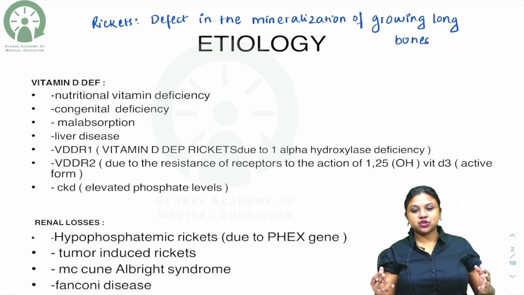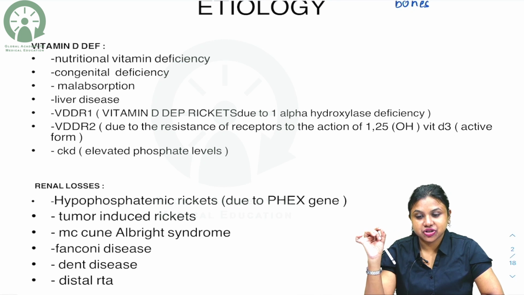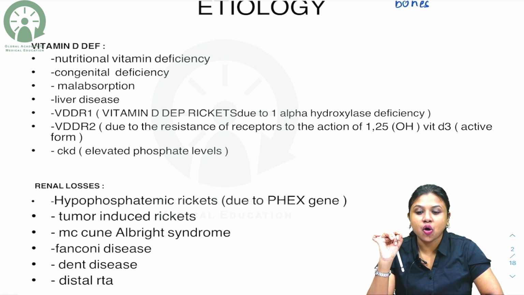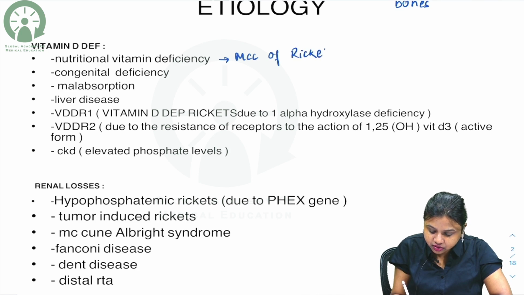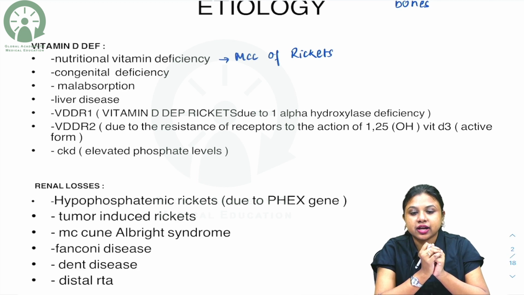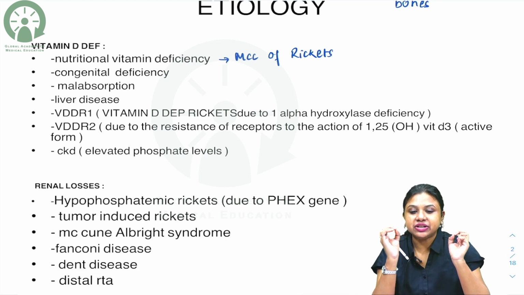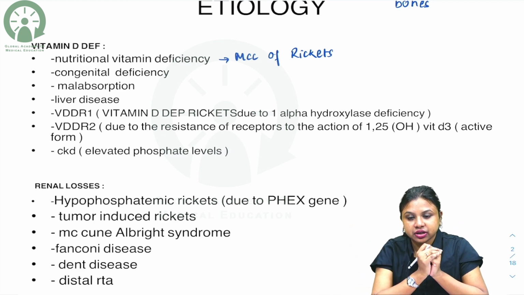Now, coming to the etiology of rickets, we have vitamin D deficiency. The most common etiology of rickets in children is nutritional rickets. So, nutritional vitamin D deficiency is the most common cause of rickets. We can have a congenital deficiency of vitamin D as well. There can be malabsorption and liver disease. And we'll read about vitamin D dependent rickets type 1 and type 2.